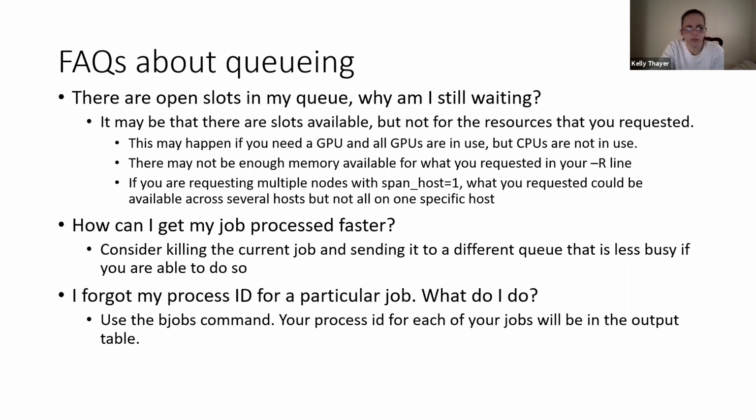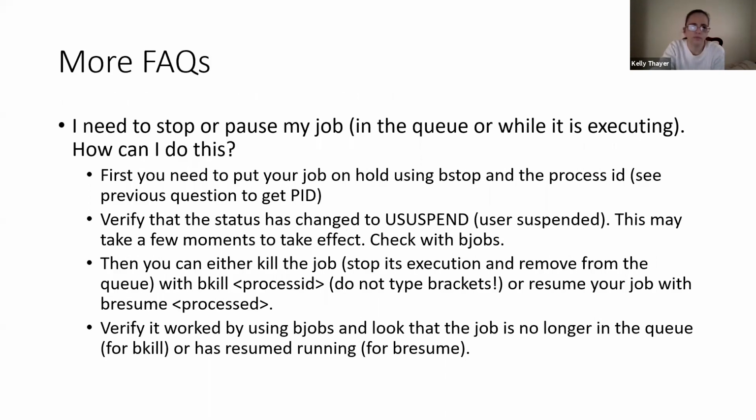You can use your bjobs commands. Remember, bjobs will list out all of your jobs, and your process ID is one of the things. So if you don't remember your process ID, you can go to that. I need to stop or pause my job in the queue or while it's executing. How can I do this?